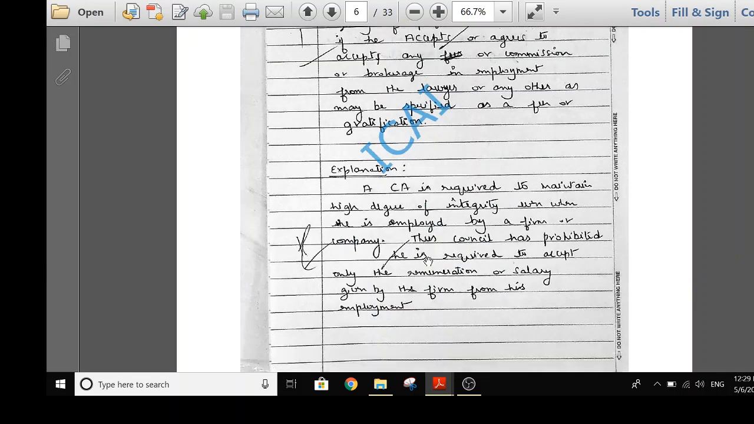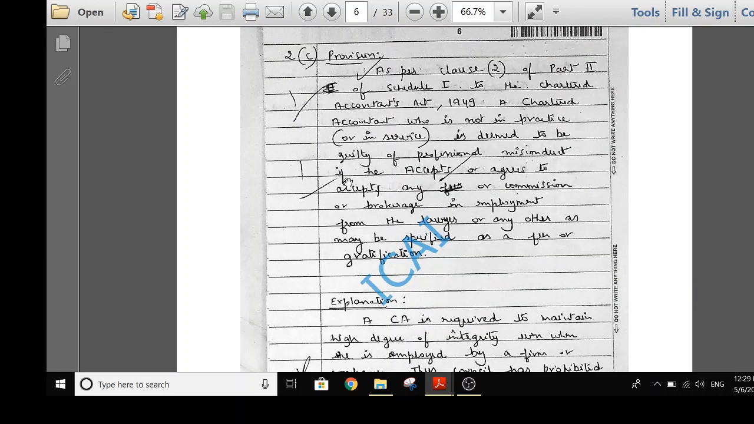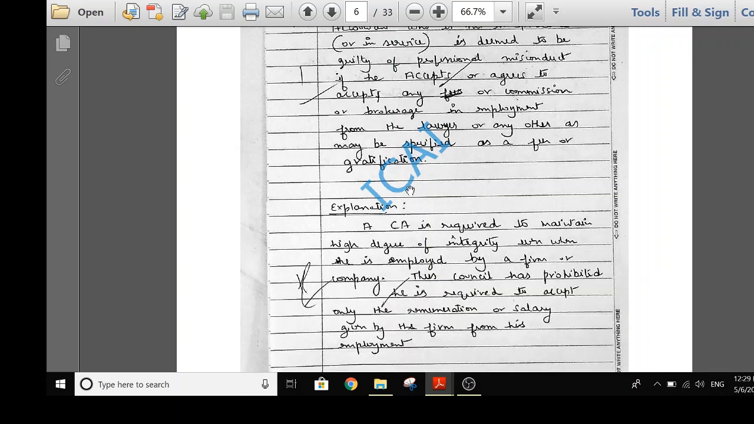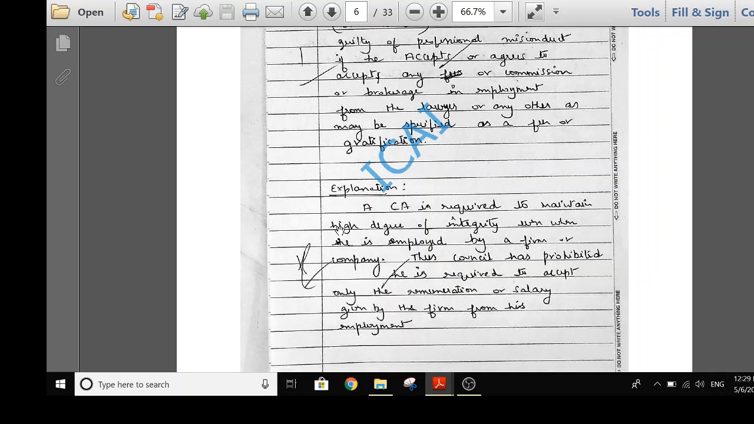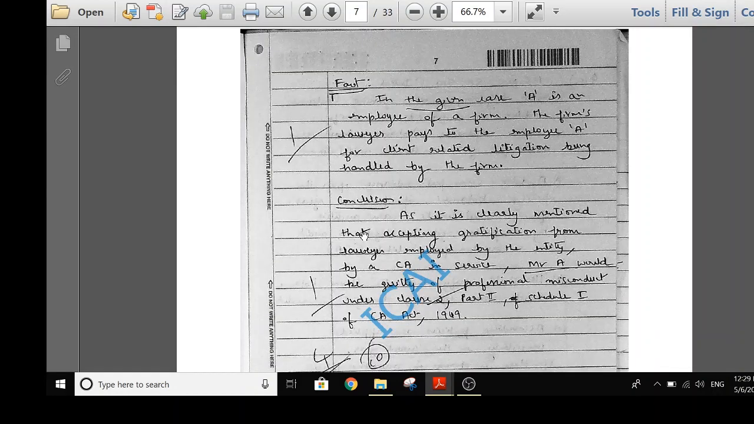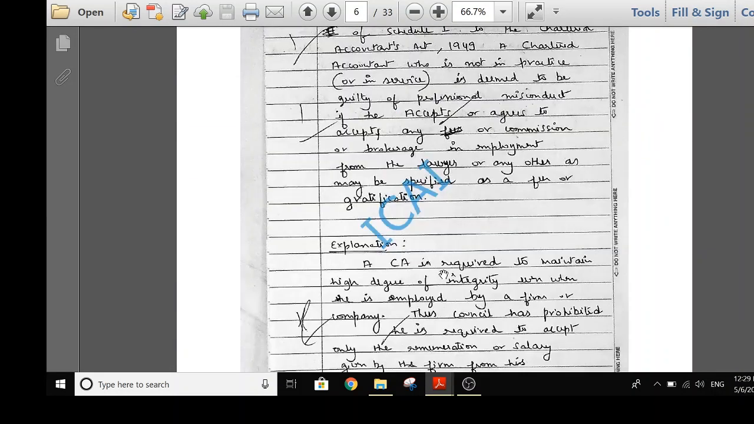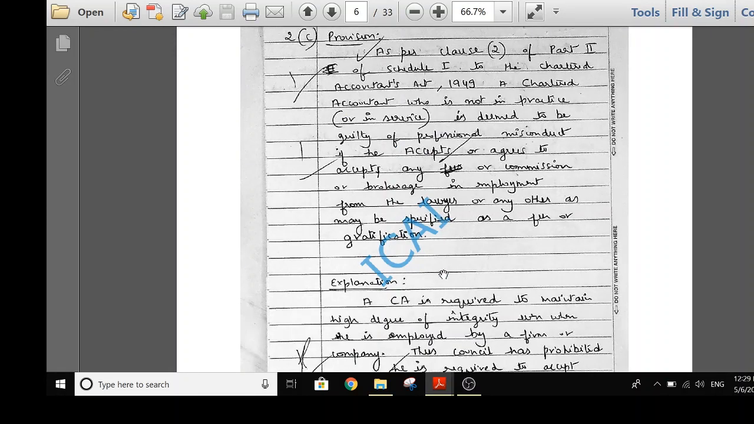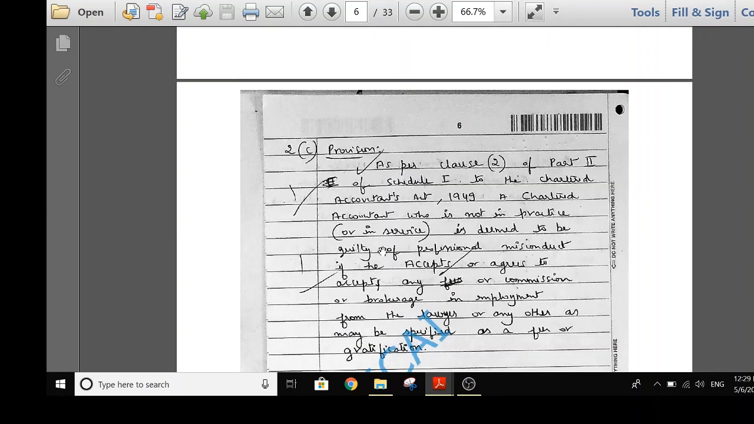After the provision, they'll give 1 mark for that. After that, I gave an explanation of why the provision is there. After that, I gave the facts from the question. After that, I wrote a conclusion. For each part, they give 1 mark each. So you'll have to start with what is the provision. What is the law here? What does the law say?